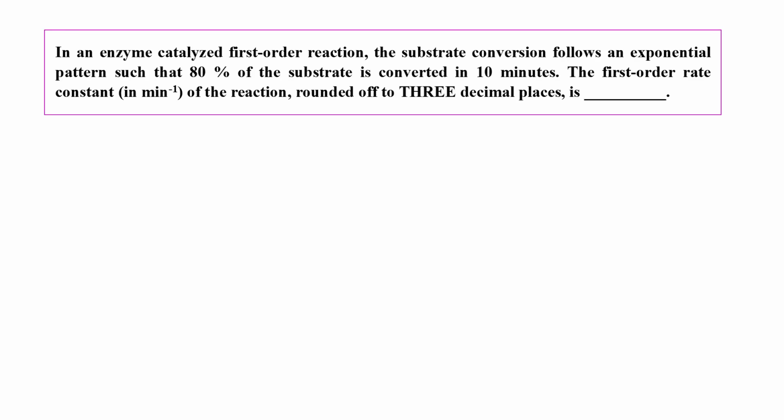Moving on. Now, in an enzyme catalyzed first order reaction, the substrate conversion follows an exponential pattern such that 80% of the substrate is converted in 10 minutes. The first order rate constant in minute inverse of the reaction rounded off to 3 decimal places is.